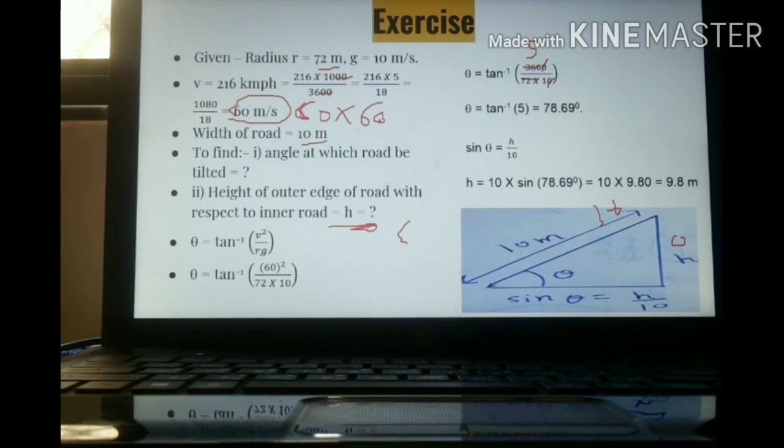We have to take the value of theta that came earlier. Whatever value of theta we have got, that only we will be taking, that is 78.69. If you use the logbook, you will get this answer, that is 9.8. If you multiply 9.8 into 10, you will get the height, that is 9.8 meter. I think the calculation is wrong over here, it should be 980 meter. The answer is 980 meter.